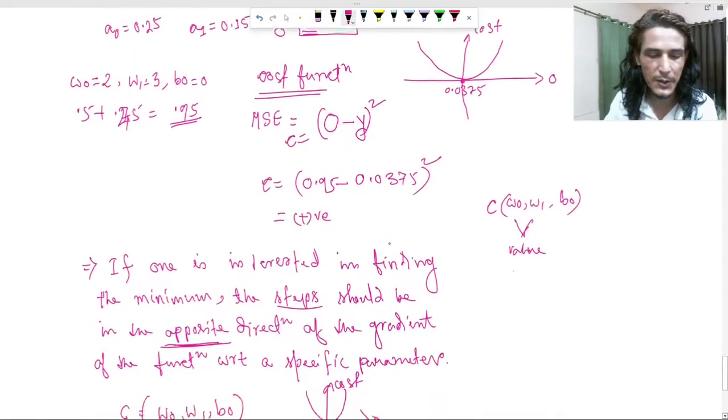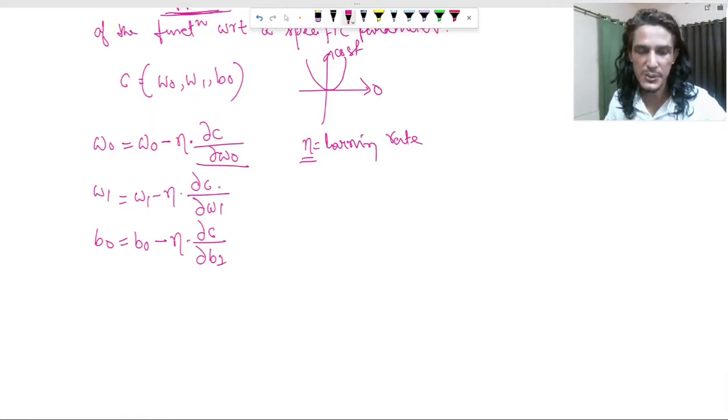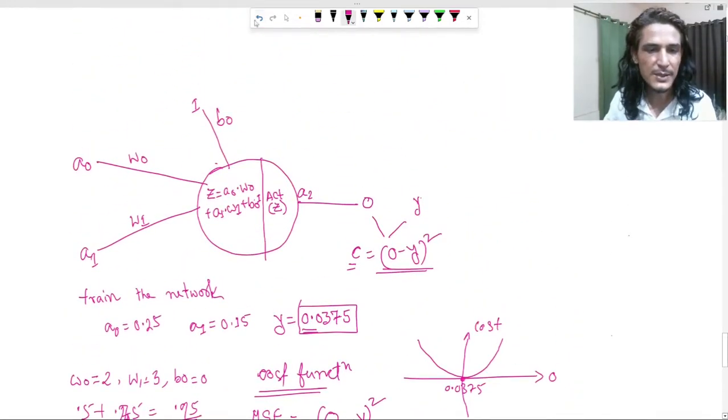Okay, understood. Now, once we know we want to compute this rate of change, or the slope of the cost function with respect to all these different parameters, let's see exactly how we can do that. Now let's bring this network.